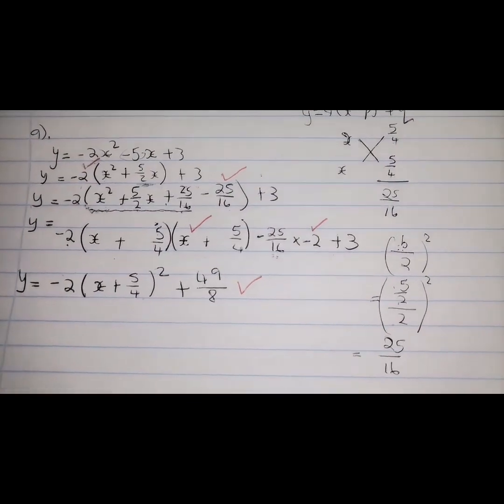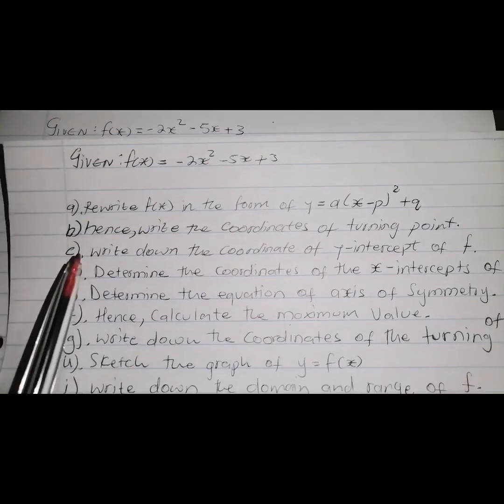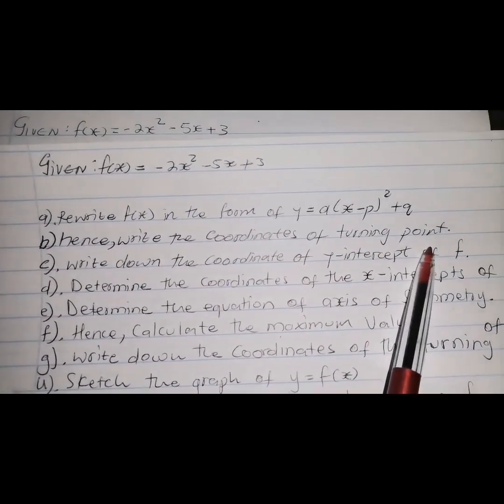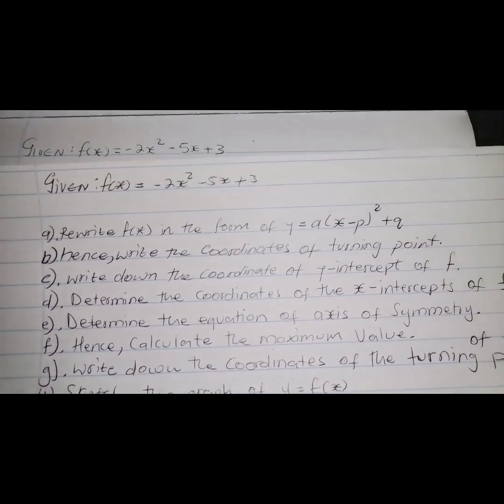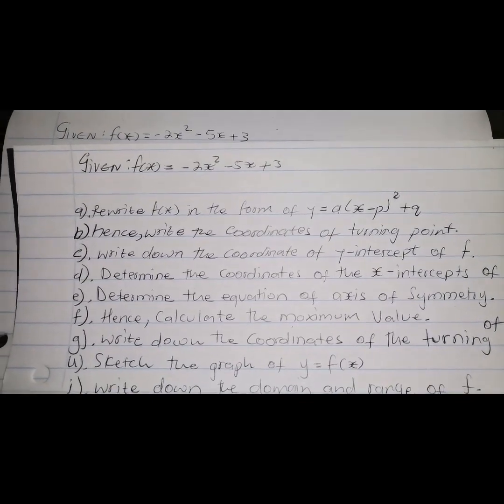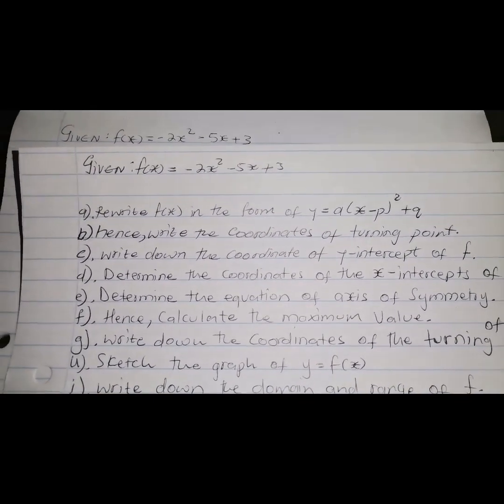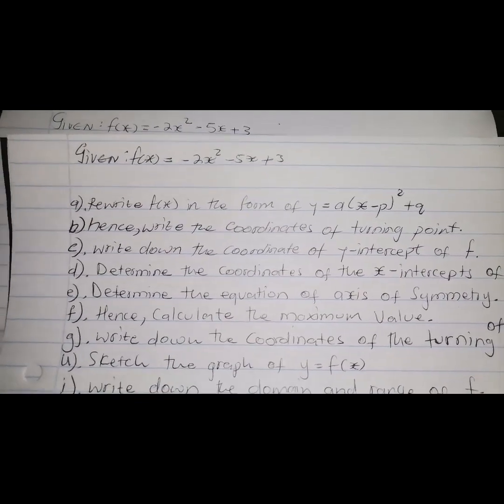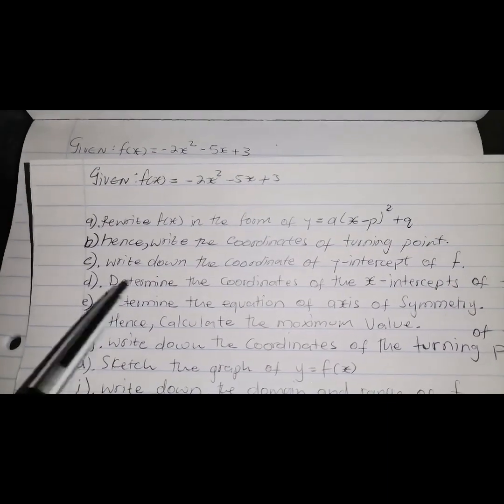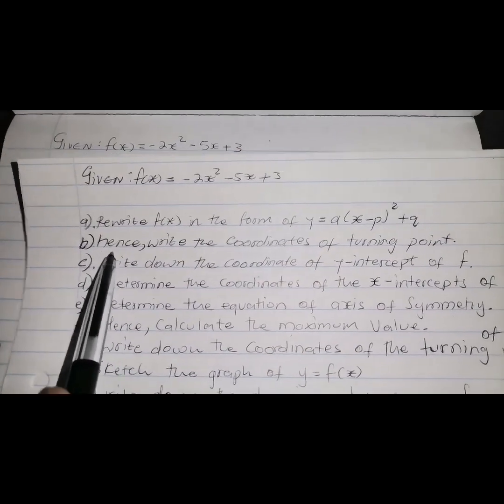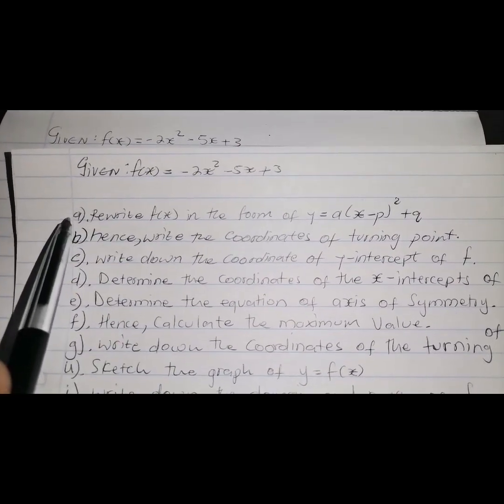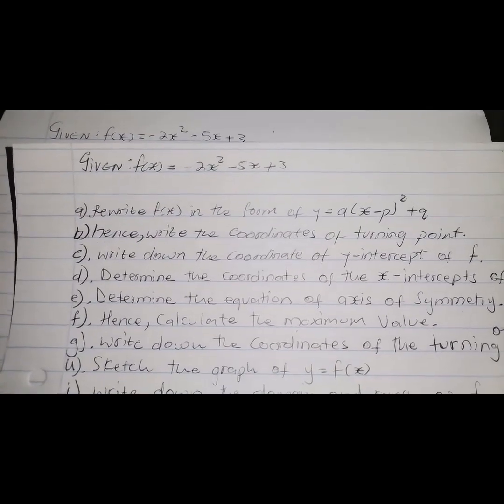So let's go to question 2, guys. Question 2 is so simple. Let's just read it right now. Question 2 says: hence write the coordinates of the turning point. Hence, guys, the moment they say hence, it means that you must use the answer you've gotten from the previous question and give us the answer for the current question. Meaning for B, hence, it means that you must use what you got here and answer with it. That's the meaning of hence in this case.